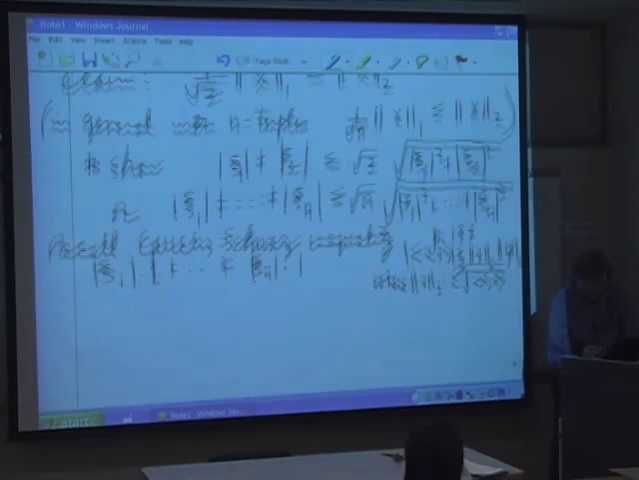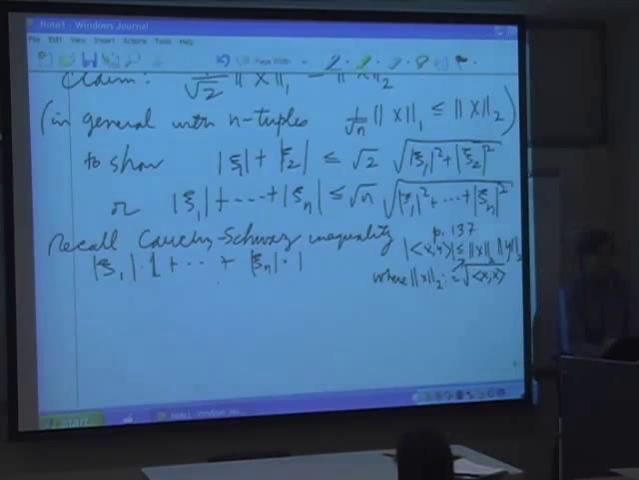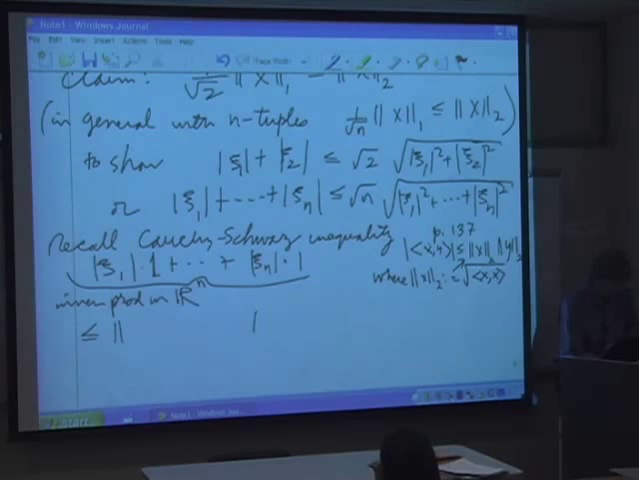So therefore, I have this. This is the inner product in the usual Euclidean space. Therefore, it doesn't even need an absolute sign. It's already positive. So this is in Rn. I don't even need Cn here. Okay, inner product in Rn here. So that's less than or equal to the 2 norm of 1 through 1 times the 2 norm of the absolute values C1 through Cn.